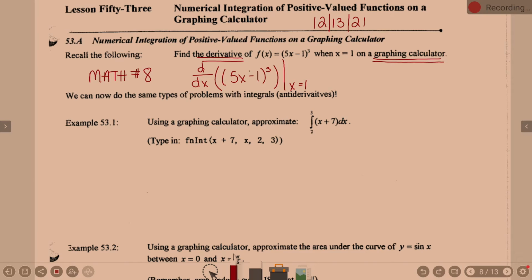Make sure you remember how this works. Did I type that right? Yep. (5x minus 1) cubed, x equals 1. Your answer should match my answer. So f prime of 1 is 240 point.